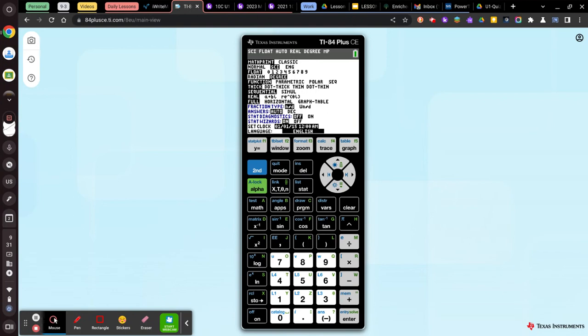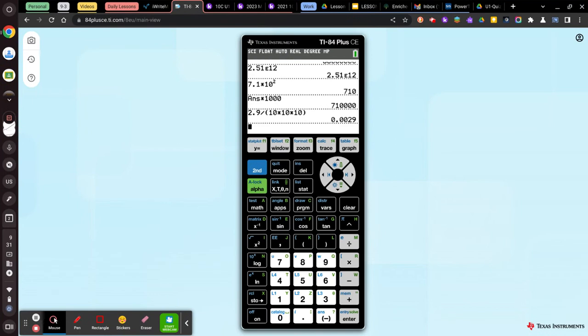So in scientific notation, now we're going to go back to quit. If you want to go back to your main screen, you can hit second mode. Second mode is your quit. It just goes back to your main screen, okay? But now we're in scientific notation.